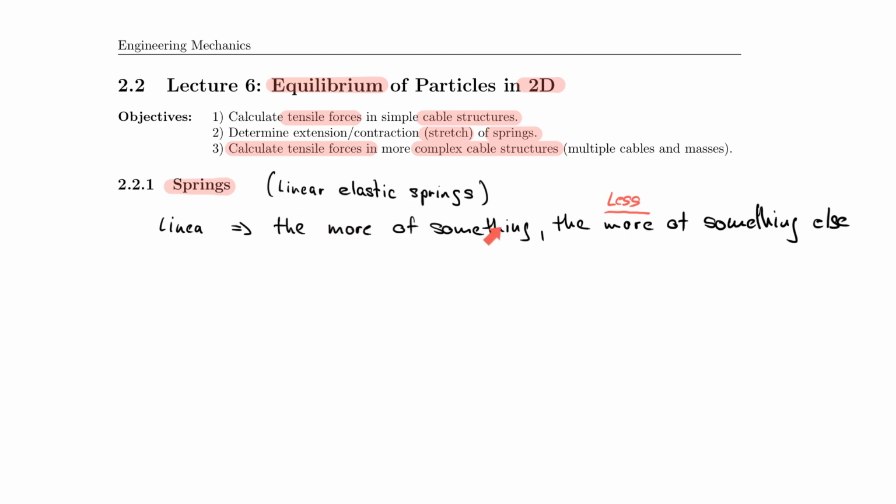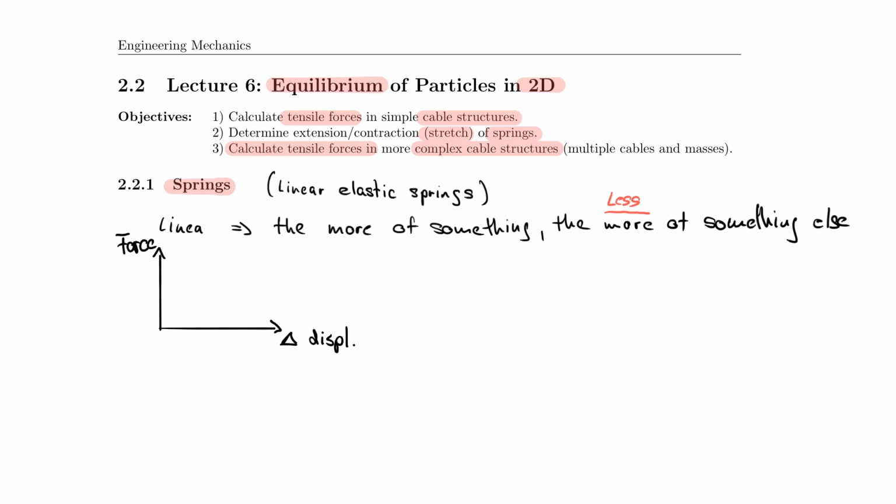But linear doesn't just mean more and more. It also means that if you add twice more, you also get twice more of the other thing. So it's pretty much a linear function, if you will. So let's visualize that. Of course, we remember this from our basic math class. What is linear? If we have a graph, and let's say on the graph here we put what engineers call delta, which is usually displacement, and then we put a force here.